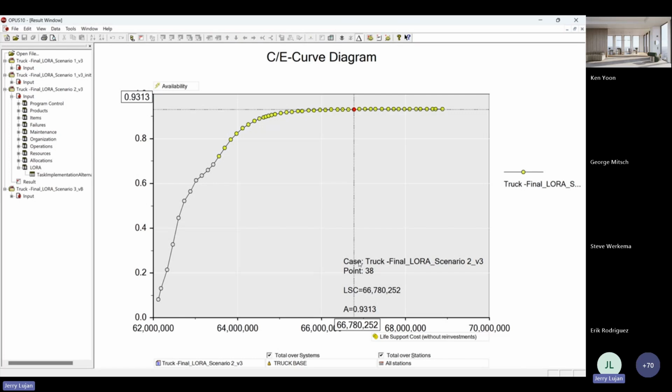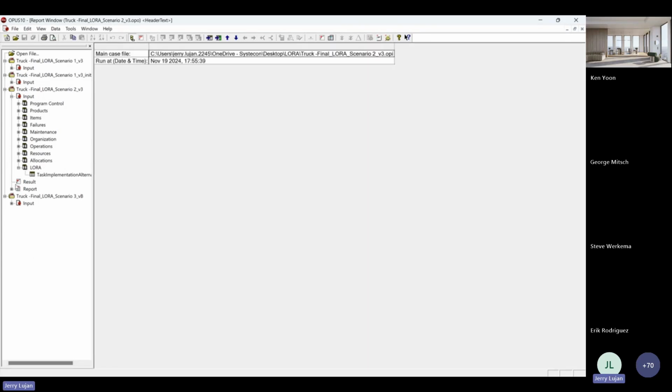It did just perform a LORA right then. Yes, it's a simplistic system. More complex LORAs will take a little bit more time. This one happens to be pretty quick. We're going to look at all these points just like we did before. I'll go ahead and run the report.